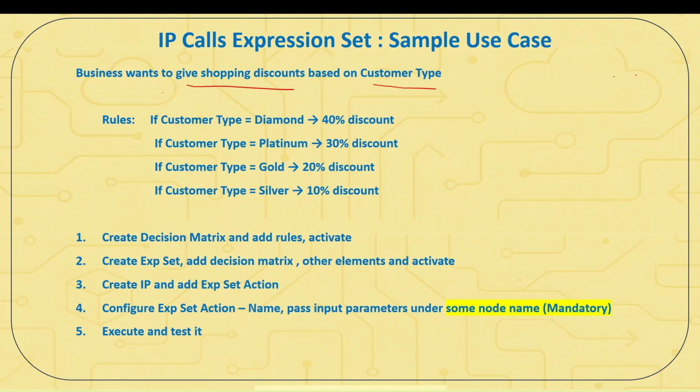In the expression set, I am adding the decision matrix as I need to add all the business rules. So we created the decision matrix, added all the rules, and activated it. Then we created the expression set in the previous video, where we added the decision matrix in the first step, other elements like the discount variable, and we activated it. Now our video starts from step 3: create the IP and add the expression set action.